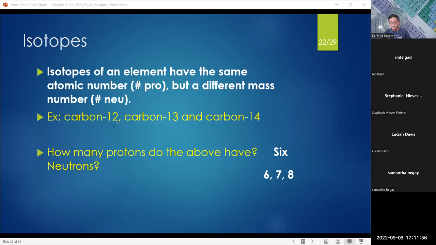Carbon 12 has 6 neutrons. Okay, carbon 13 has 7 neutrons. Carbon 14 has 8 neutrons. Okay, everybody there has 6 protons and 6 electrons, but they vary with respect to the neutrons.